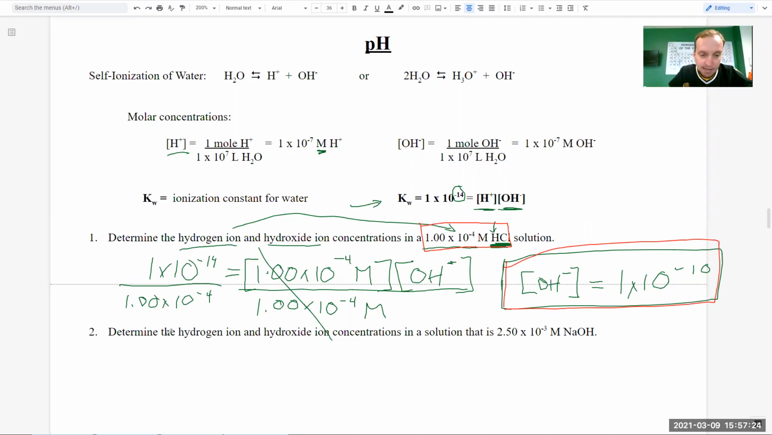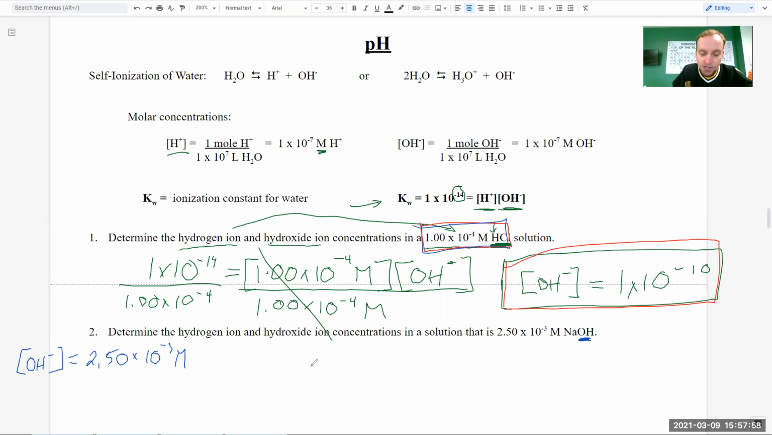So it says determine again the hydrogen ion and hydroxide ion concentrations in a solution that is 2.50 times 10 to the negative 3 molar NaOH. Now notice again, OH, that is our base, that's sodium hydroxide. So therefore, I already know my answer for my hydroxide ion concentration, because there's only one OH in a molecule of NaOH, is exactly what it says it is, 2.50 times 10 to the negative 3 molar. So there's my first answer, just like this was our first answer.